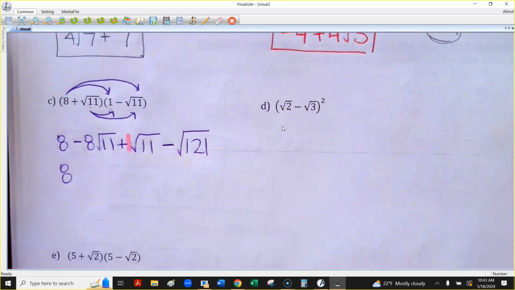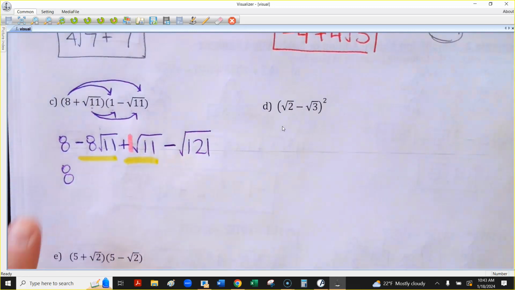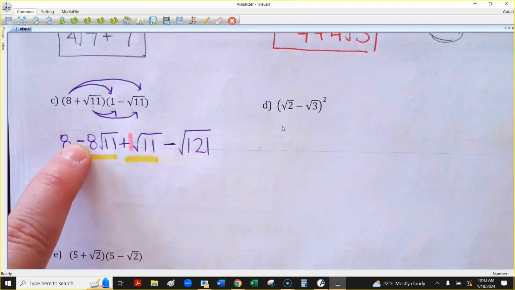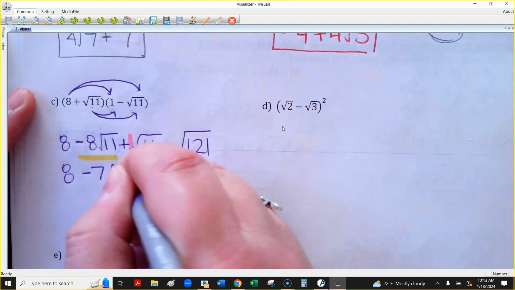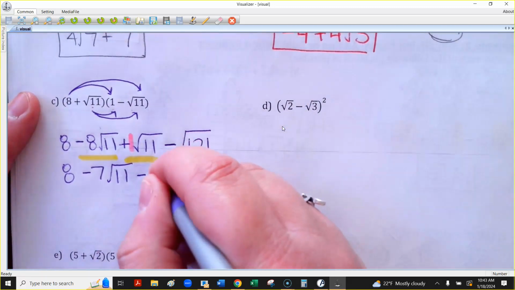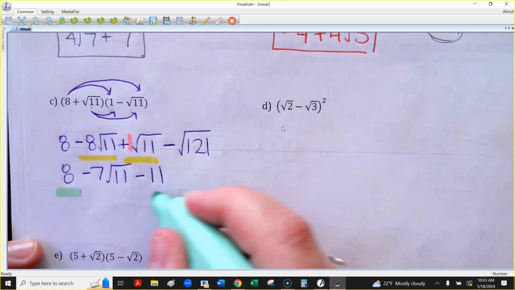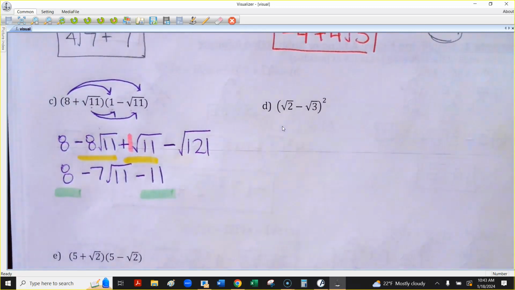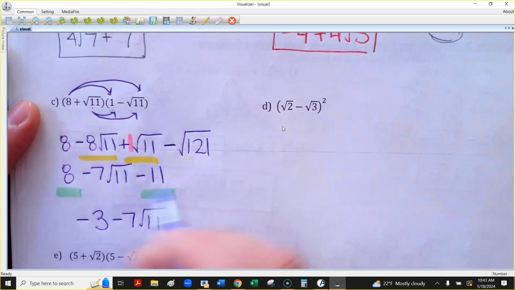Now in here, these guys actually end up being like radicals, so we can put them together. You have negative 8 roots of 11 plus 1 root of 11, so it'd be negative 7 roots of 11. And then on the end here, square root of 121 is 11, but it would be subtracted there. The only other thing I can do to simplify this question, I can put the 8 and the negative 11 together. So 8 minus 11, I'm just going to write it out in front, be negative 3 minus 7 roots of 11.